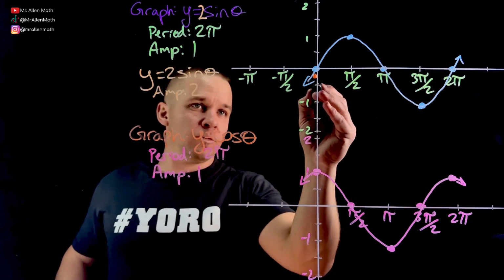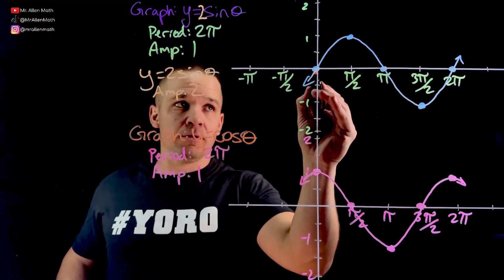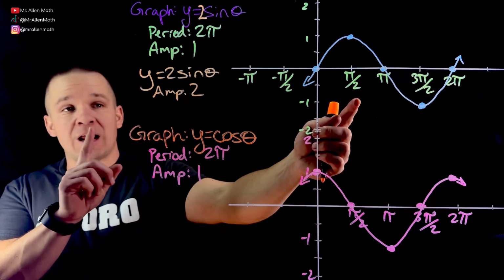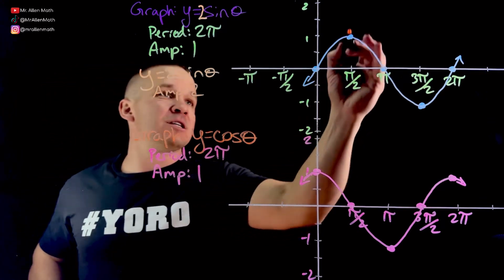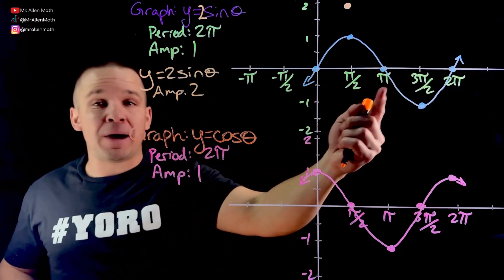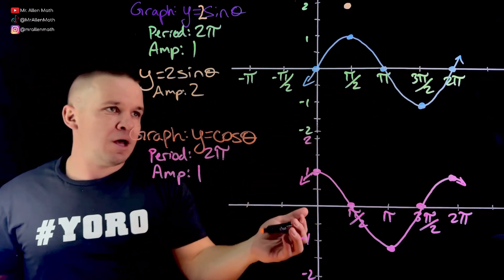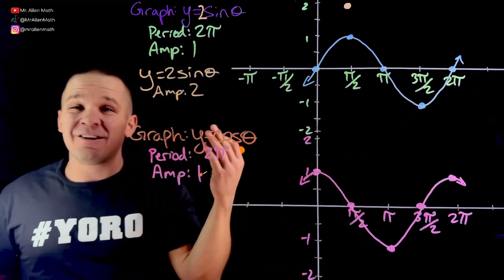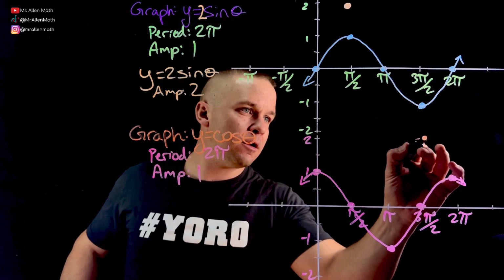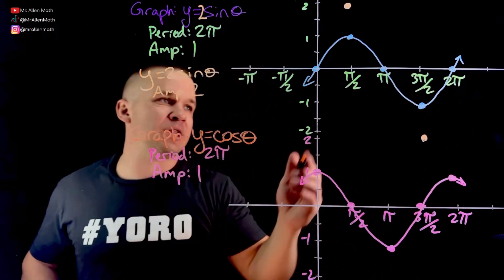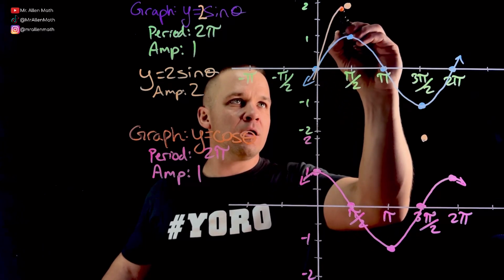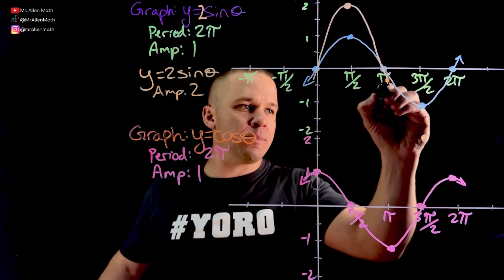So now 0 is still going to be at 0. But since sine of pi over 2 is 1, and I'm multiplying that by 2, this point is now going to be way the heck up here at 2. And then sine of pi is 0. 0 times anything is 0. Sine of 3 pi over 2, that was negative 1. Well, negative 1 times 2 is negative 2. So now this point is way the heck down here. And then 2 pi is 0, so that point remains the same. So let's go ahead and connect these dots. We going way up, coming back down to pi.